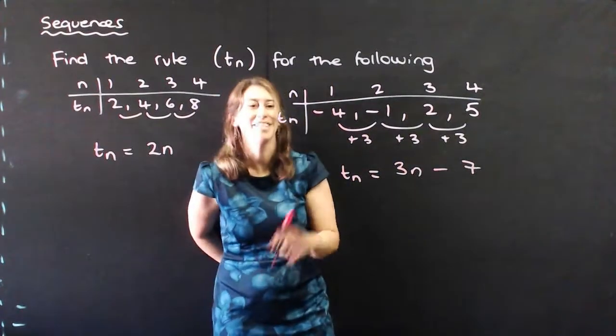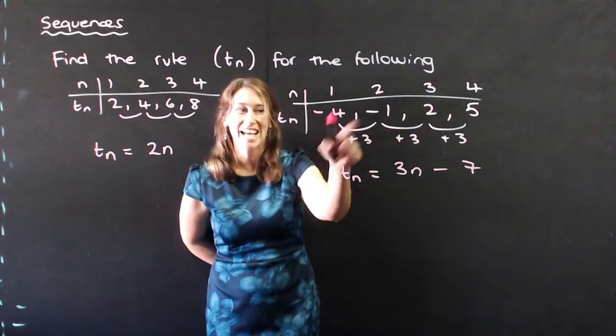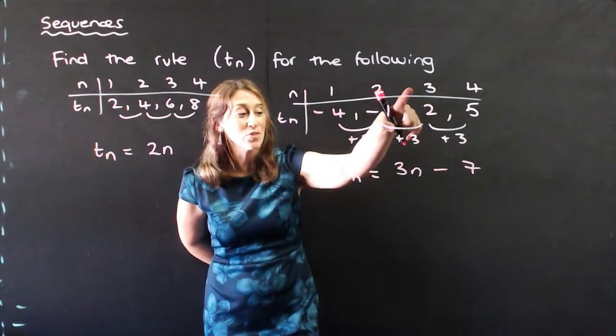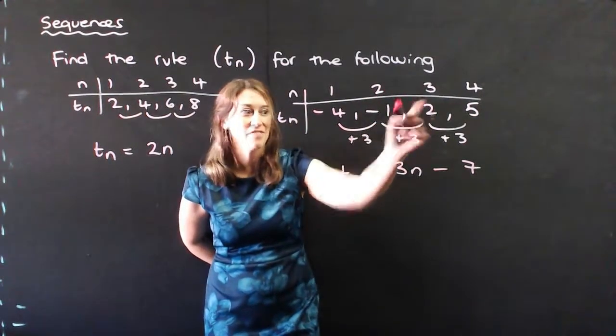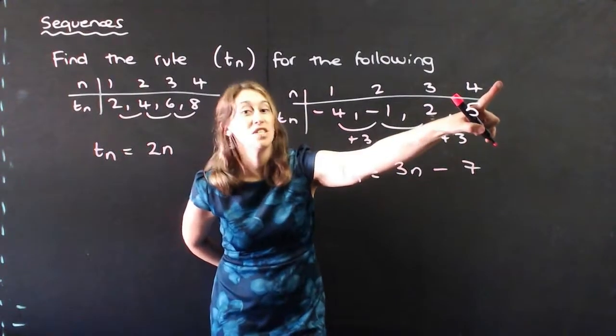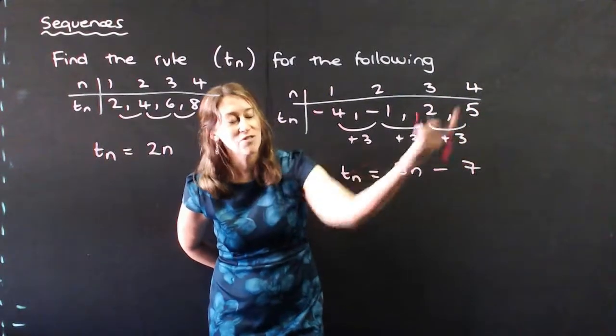Let's try again. Sorry. 1 times 3 is 3. Take away 7, which I think I said. So 3 times 3 is 9. Take away the 7 gives me back to 2. 4 times 3 is 12. Take away the 7 gives me back to 5.